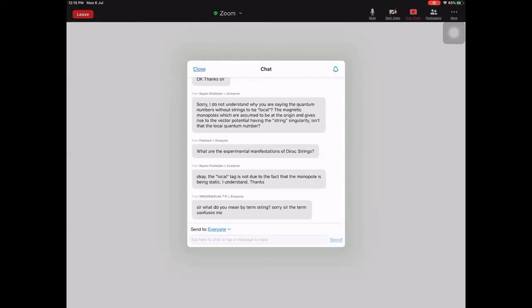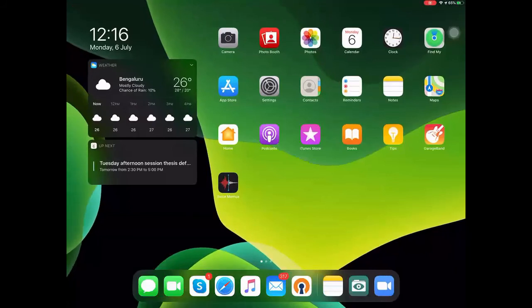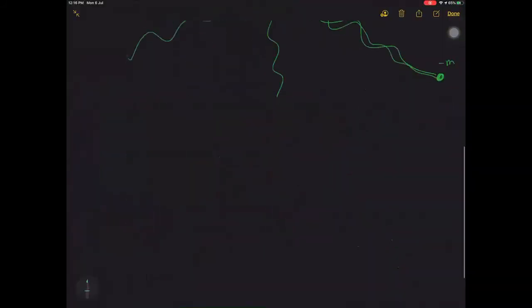So there is another question by Singaravelan TR, and the question is, what do you mean by the term string? Okay, so this confuses me. Okay, so what I mean by the string is basically this.